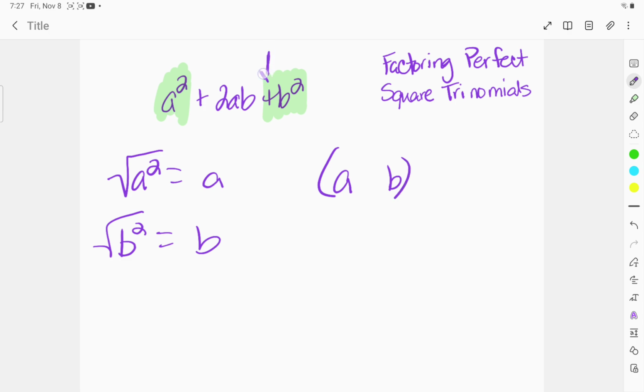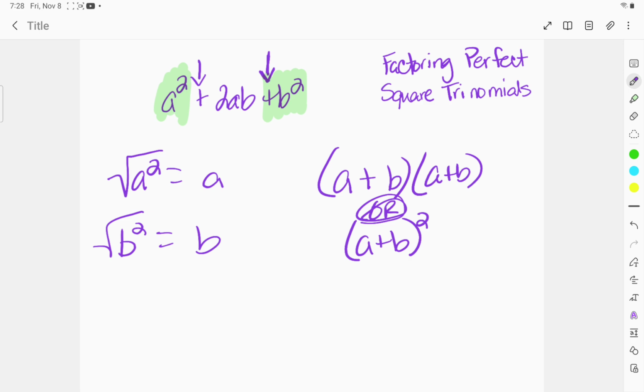Remember this sign right here tells me that my signs are the same or that they're different. And this sign right here tells me what those signs are. So they are positive. So you can write your problem like this. These are perfect square trinomials. That means that they look exactly the same. So that way or this way. Either one is correct.